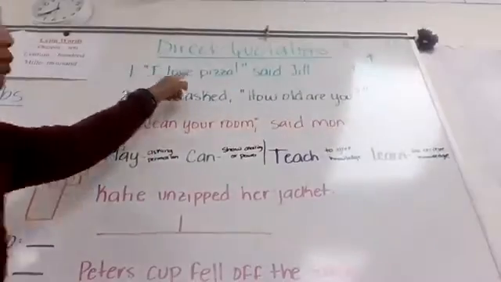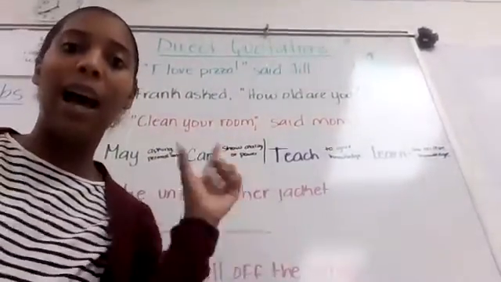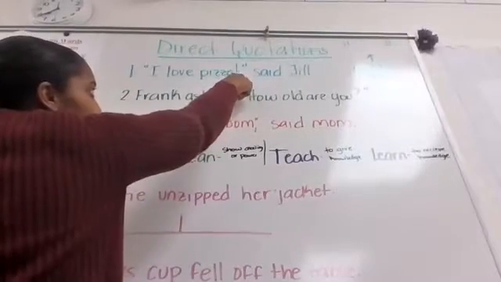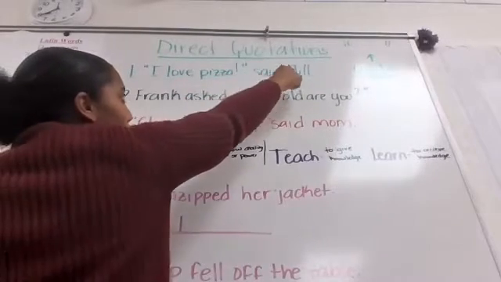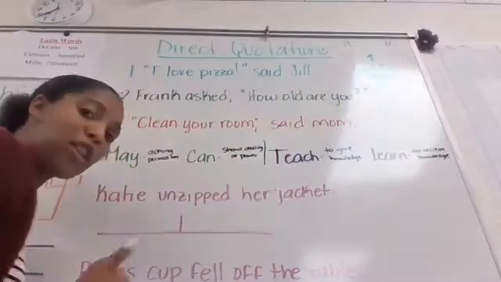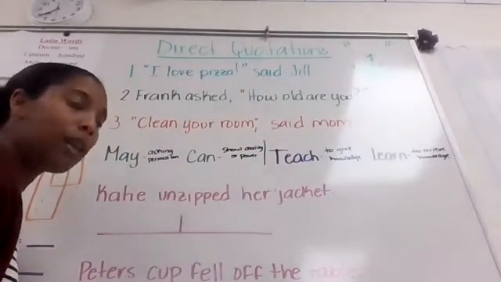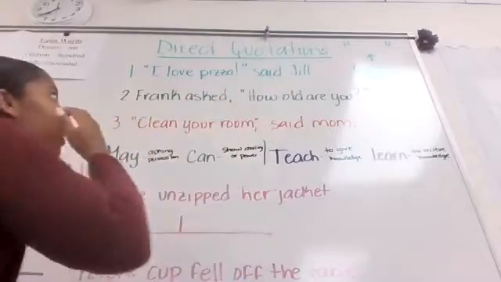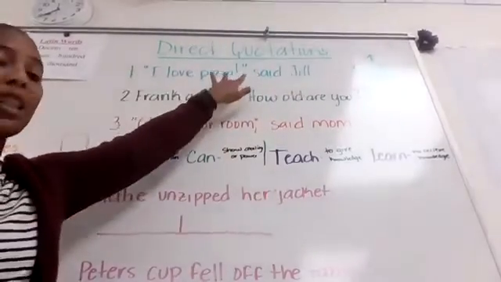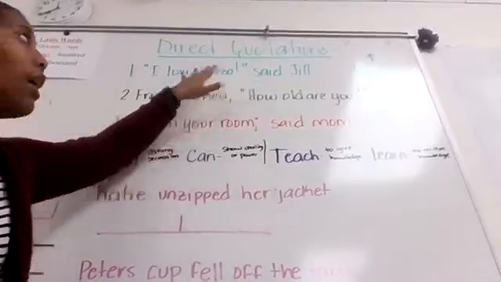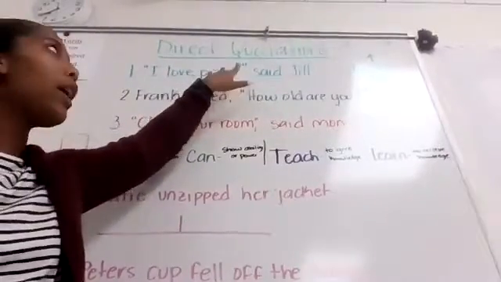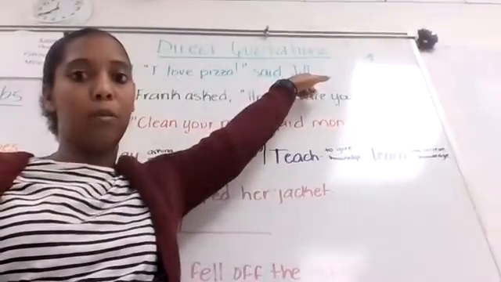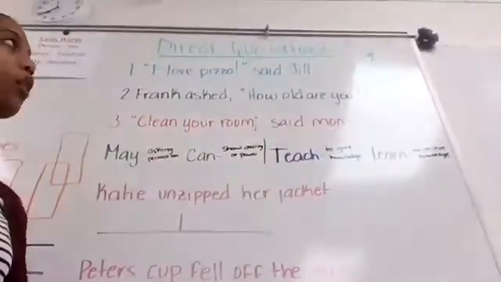The quotation marks went on only what she said. I love pizza. Then right after I love pizza, the quotation finishes because that's all she said. But then this part, said Jill, is just telling us who said it. If you look, I have my punctuation inside of my quotation as well. I love pizza, exclamation mark. Then I put the quotation, said Jill, period at the end. See that? Go ahead and write number 1.